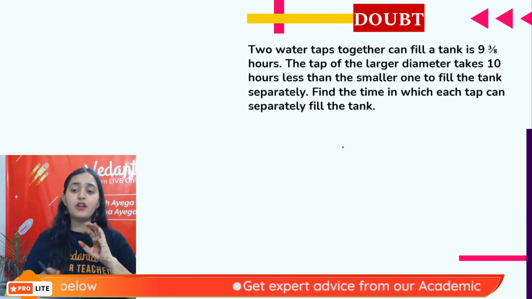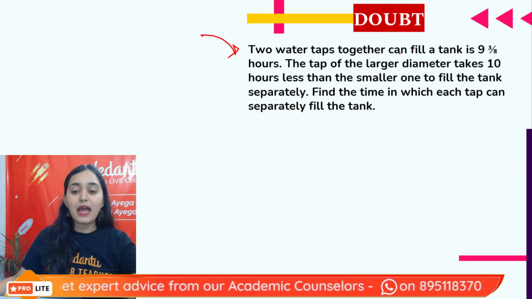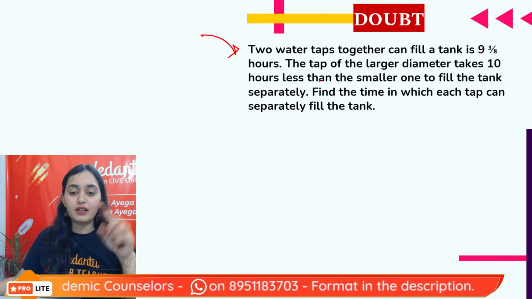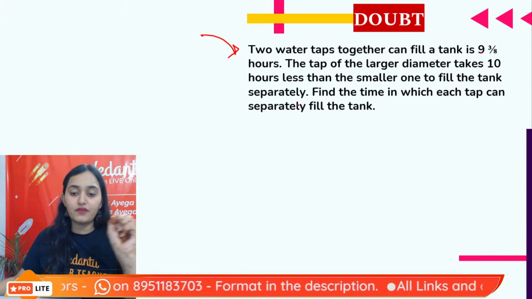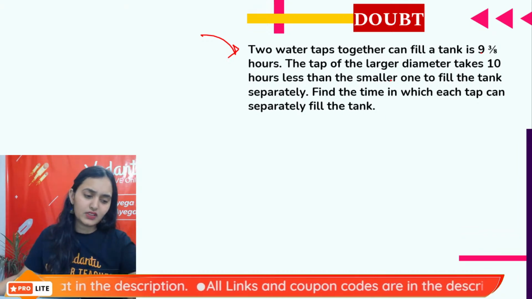Then how to solve tap water questions? Let's understand with the help of this example. There are two taps which can fill a tank in 9 and 3 by 8 hours. The tap of the larger diameter takes 10 hours less than the smaller one to fill the tank separately. Find the time in which each tap can fill the tank separately.